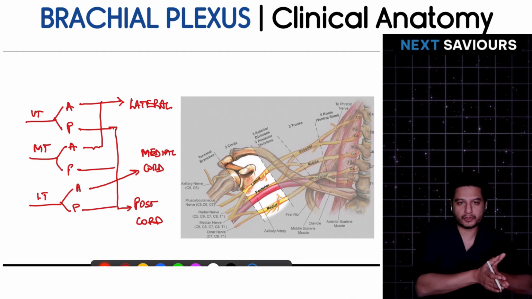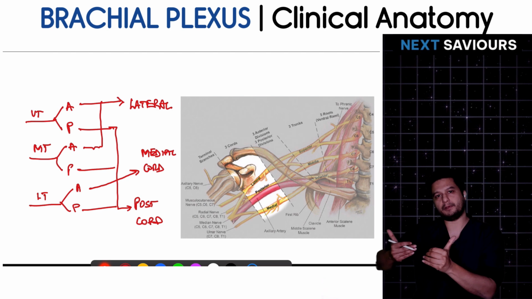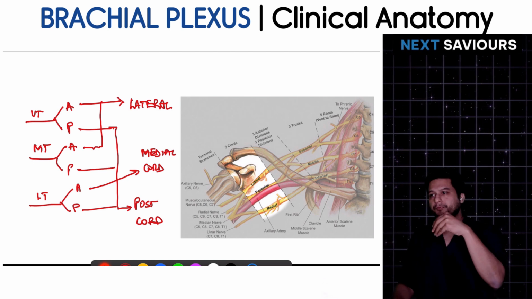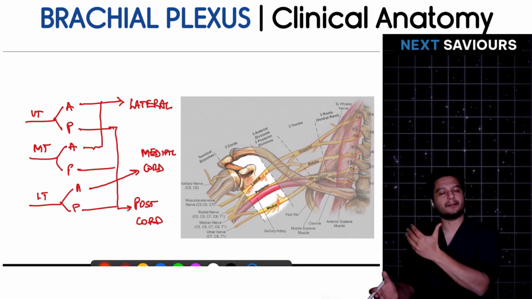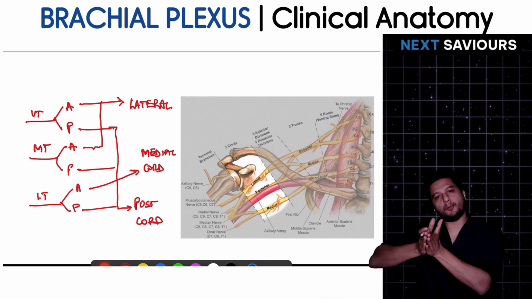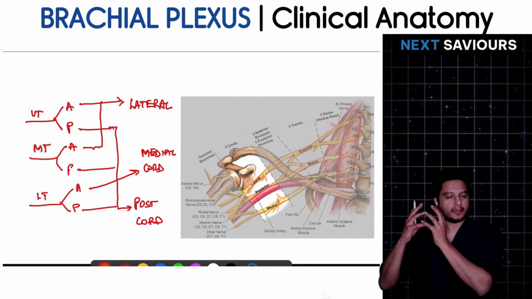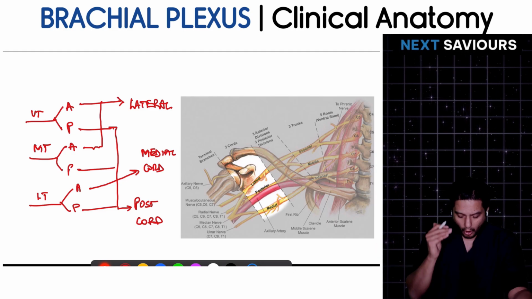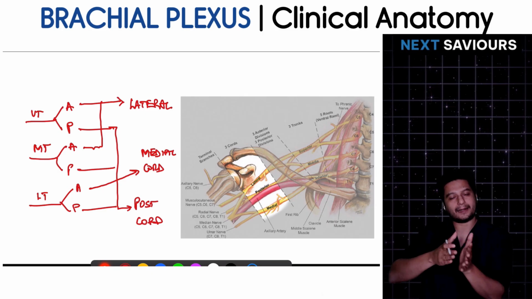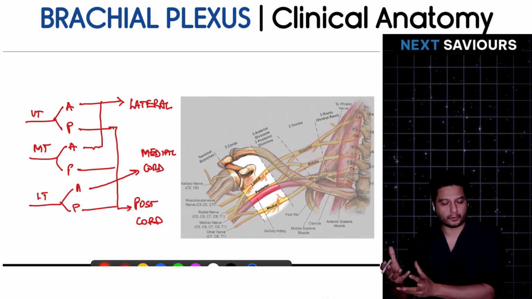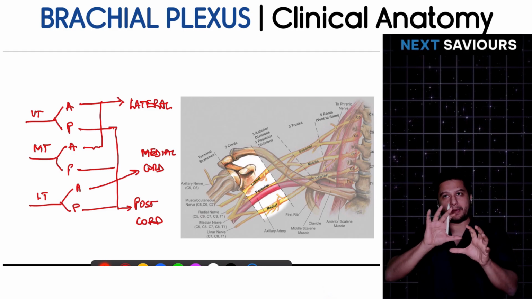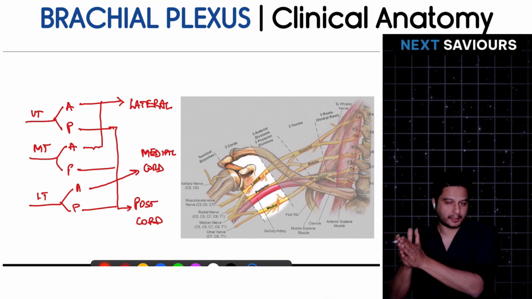Like in the case of divisions, we have seen the anterior and the posterior division. The anterior division is carrying the innervation for supplying the flexor compartment. Similarly, the posterior division is carrying the innervation for the extensor compartment. Now, how are these cords named, the lateral cord, the medial cord, or the posterior cord? You see, it is based on the relation with the axillary artery.